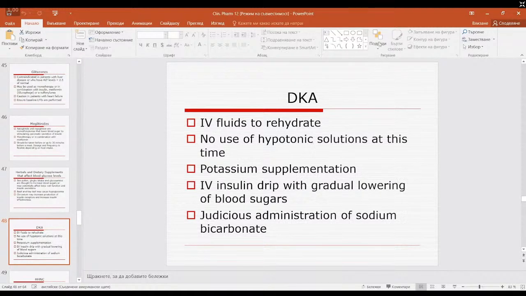In diabetic ketoacidosis, we said that patients will need IV fluids to rehydrate, potassium supplementation because they usually have a decrease in potassium levels, and an insulin drip. In this case, we usually use human insulin, which is the regular insulin, the short-acting, not the rapid-acting, the short-acting insulin. And we need to do this by gradually lowering the blood glucose levels, not very suddenly, in order to avoid complications.